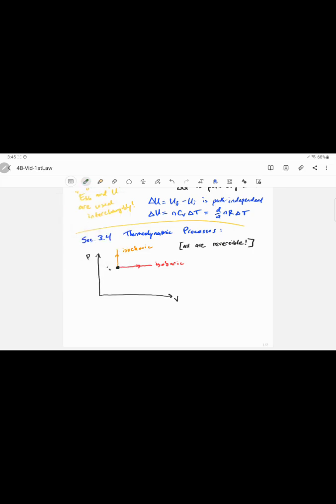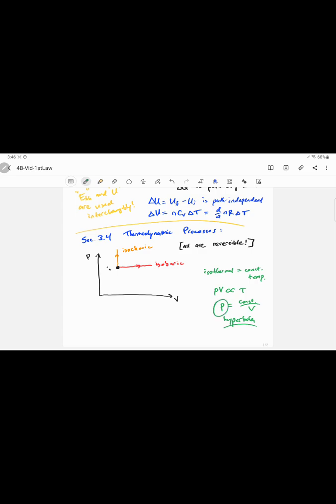Another one is isothermal. Isothermal means same temperature, constant temperature. Remember that pressure times volume is proportional to temperature. PV equals nRT. We're not changing the number of moles, and we're not changing the gas constant. So constant temperature means that pressure is equal to a constant divided by V. In other words, an isothermal process is a hyperbola in the PV plane.